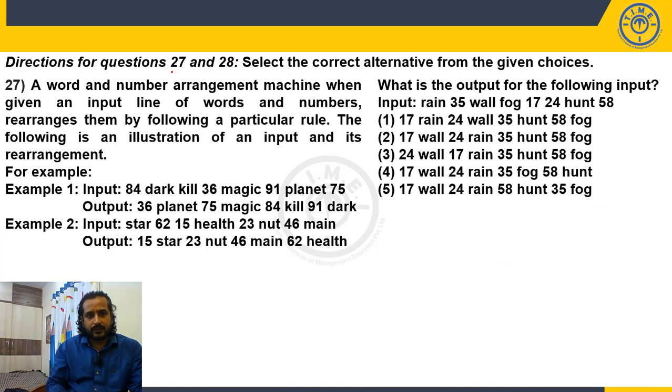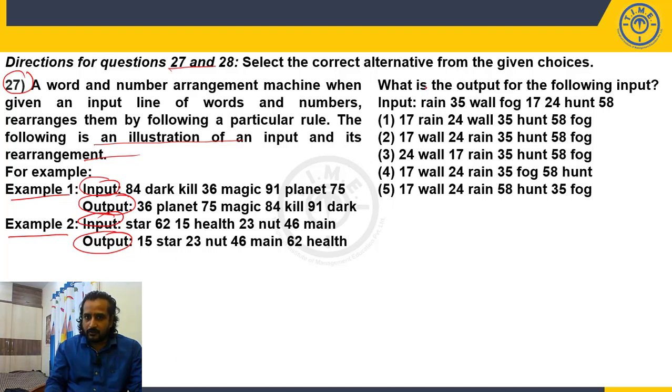Directions for 27 and 28 are select the correct alternative from the given choices. And question number 27 is input output only. But read the information. A word and number arrangement machine, when given an input line of words and numbers, rearranges them by following a particular rule. The following is an illustration of input and its rearrangement. We have given 2 examples. In both the examples, we have given input and directly output. General trend is input and certain number of steps and output. But here it is given input and directly output.